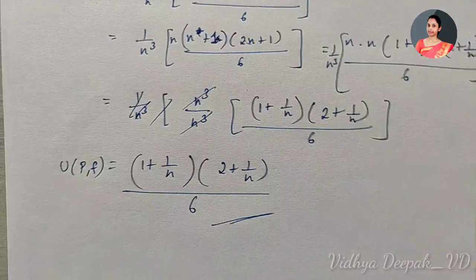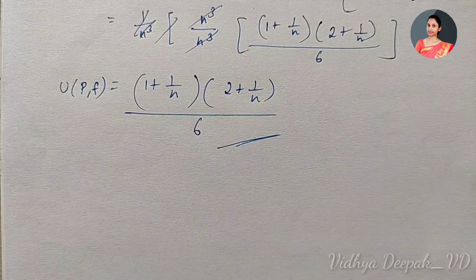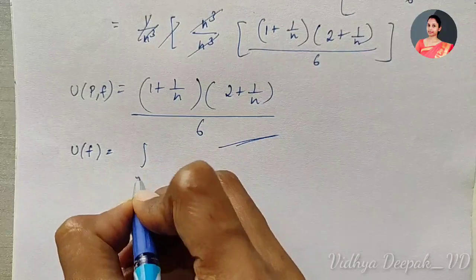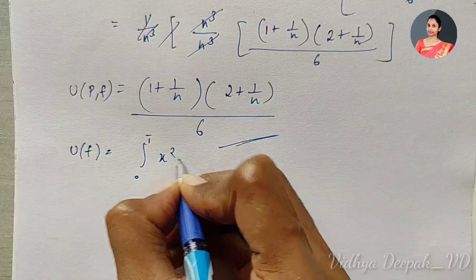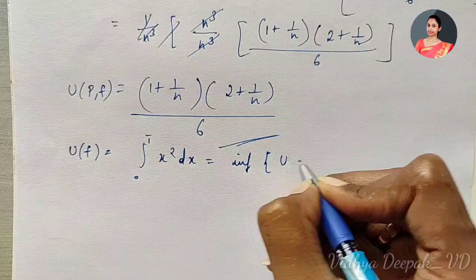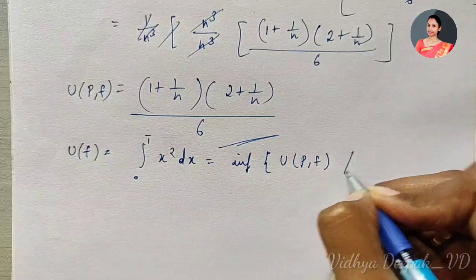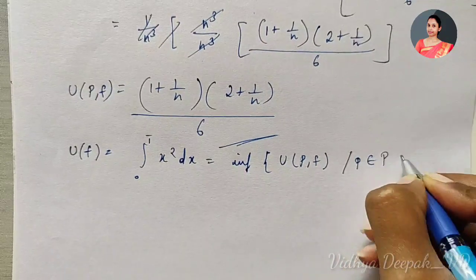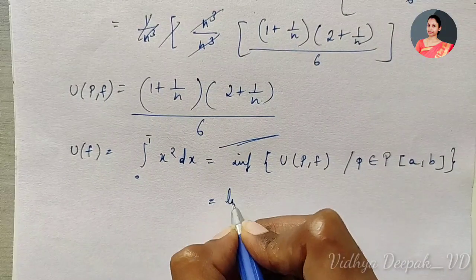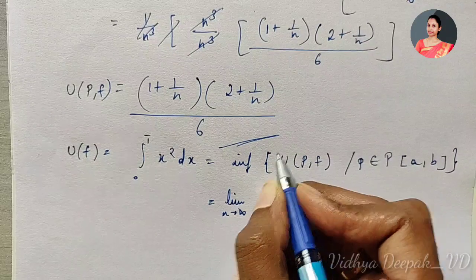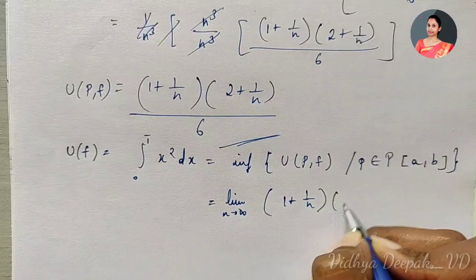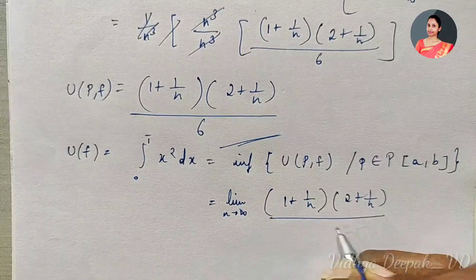Now we have to find UF. So what is the formula? UF is nothing but the integral 0 to 1 x square dx. So it's nothing but the infimum of UPF such that P belongs to P of A comma B. Now limit n tends to infinity. We have this UPF already found out. We will substitute that: 1 plus 1 by n into 2 plus 1 by n whole divided by 6.